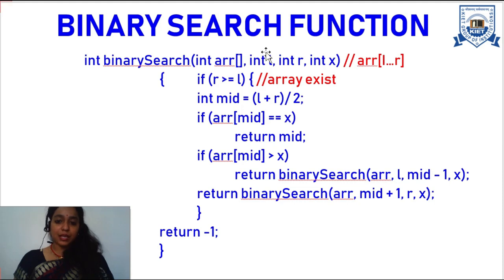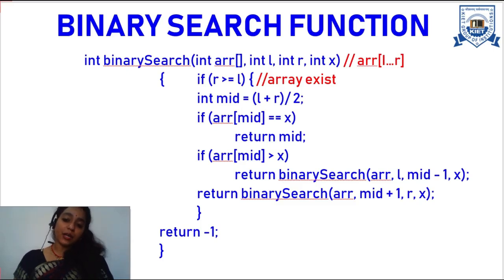Array will be same, lower bound will be same, upper bound we have updated with mid minus 1, and element X is to be searched in this new array, which is starting with this lower bound and ending with this upper bound. And if the element X is greater than middle index location, then in that case we need to update the lower bound. Lower bound will be mid plus 1.